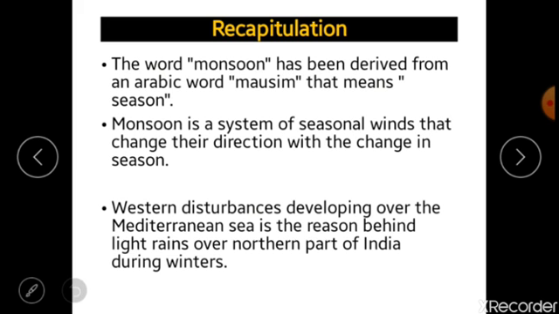the winter season. Similarly, western disturbances are the cause of the light rainfall during winters in the northern part of India, and they originate in the Mediterranean Sea.